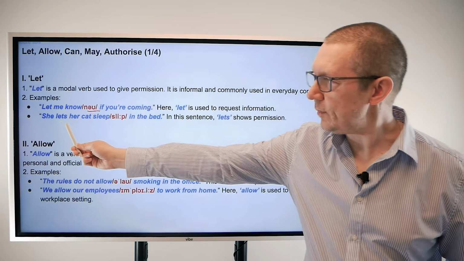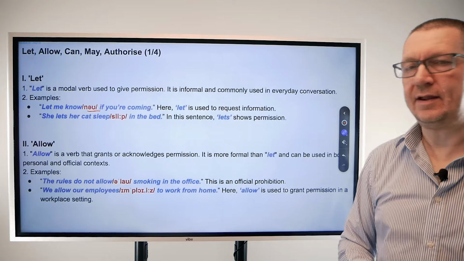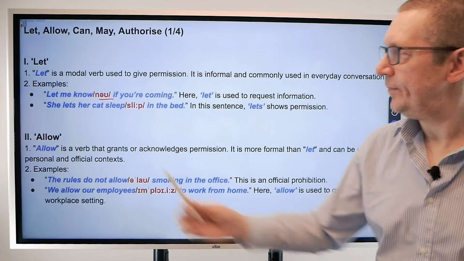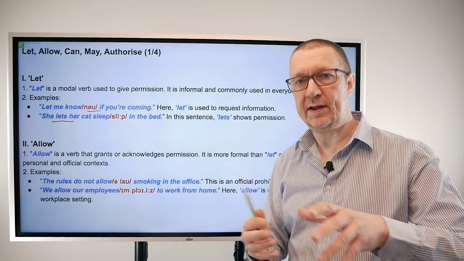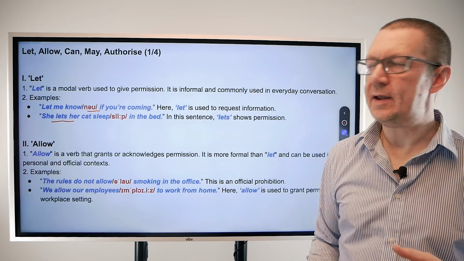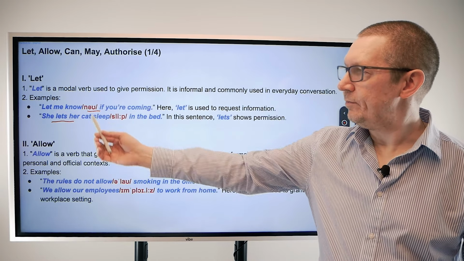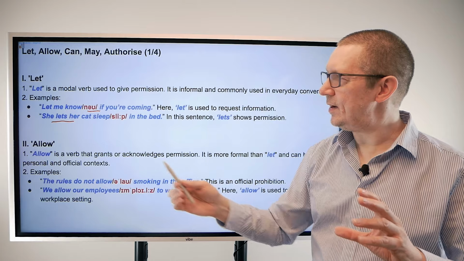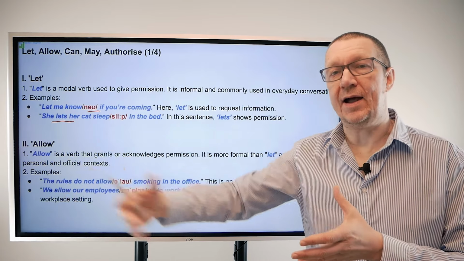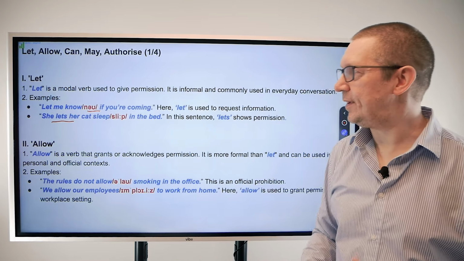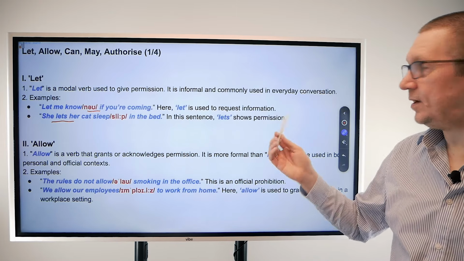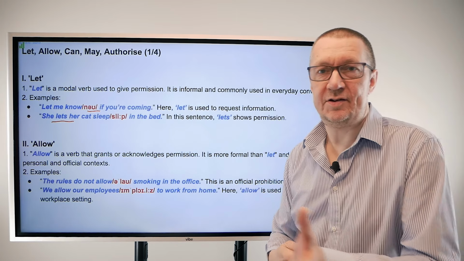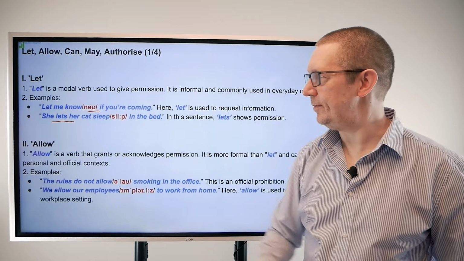Okay, next one. She lets her cat sleep in the bed. She lets. So again, it follows that same rule, he, she, it, with the s at the end. In this form she's allowing the cat, she's letting the cat. The cat is permitted to sleep on her bed. It shows permission. She's allowing it, she's letting it happen.